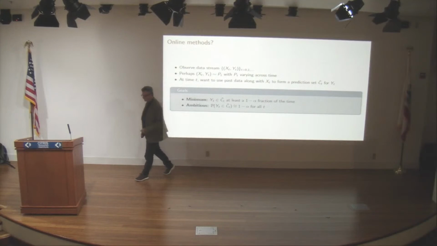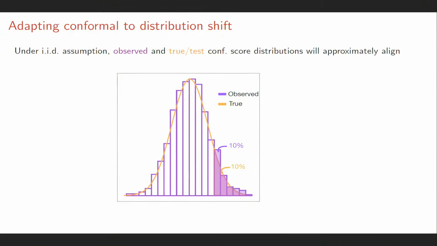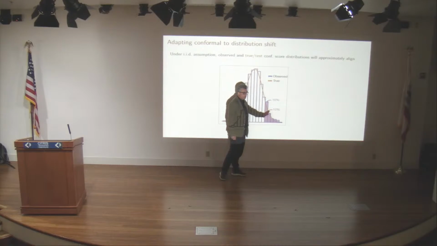So we're going to try to adapt conformal inference to distribution shift. What makes conformal inference work is that when I compute my conformity scores, for example my residuals, I have the observed conformity scores, and this is the empirical histogram that you see in purple. I have the true test conformity scores that I'm about to see. And what conformal prediction relies on is the fact that these two histograms line up. We have the distribution of future residual scores and the empirical one, and they line up. And so whenever I pull the quantile of the purple histogram, it is a quantile of the future things that I'm about to see.